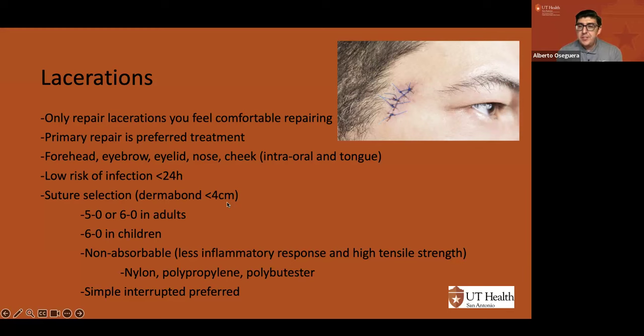There's a bunch of different suturing techniques. We usually don't recommend continuous sutures for the face, because sometimes they can dehisce and just lead to a poor cosmetic outcome. But usually simple interrupted is fine. There's also vertical or horizontal mattress sutures that can also be used. But again, those just sometimes lead to poor cosmetic response.